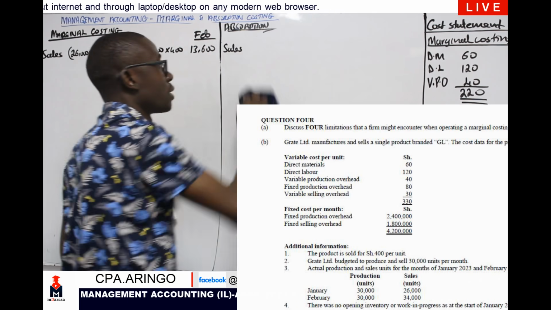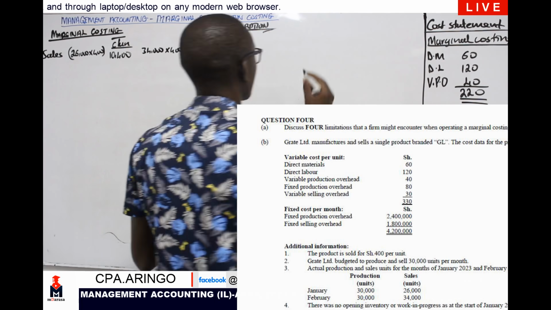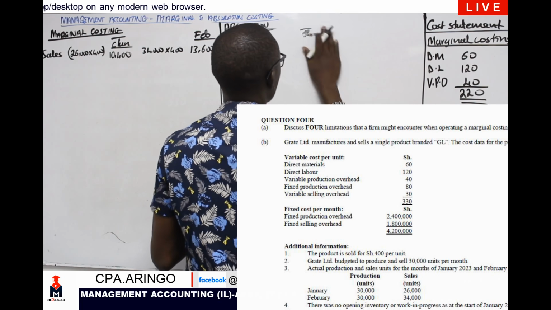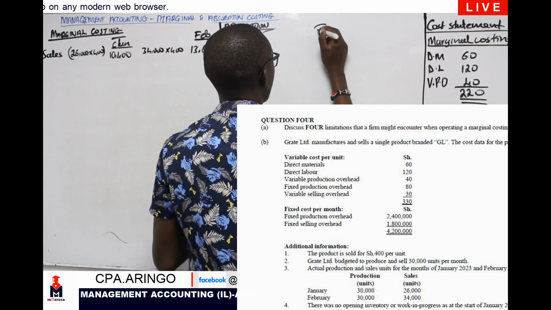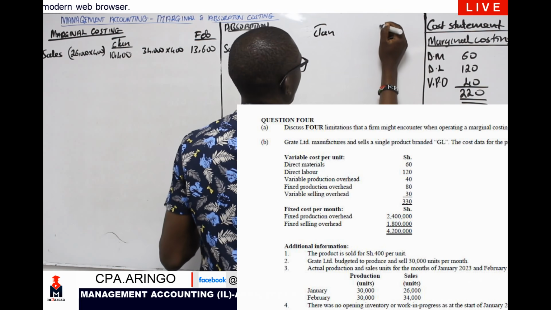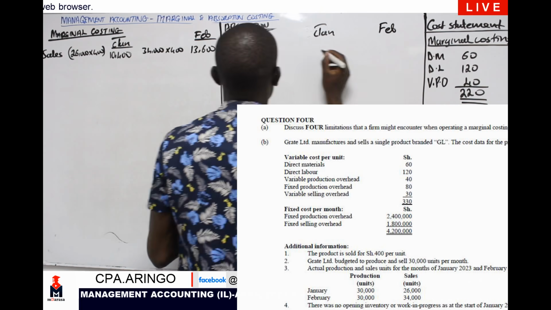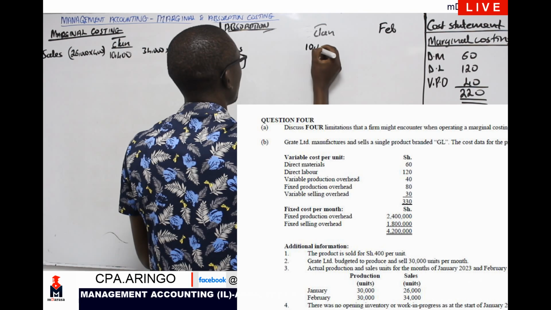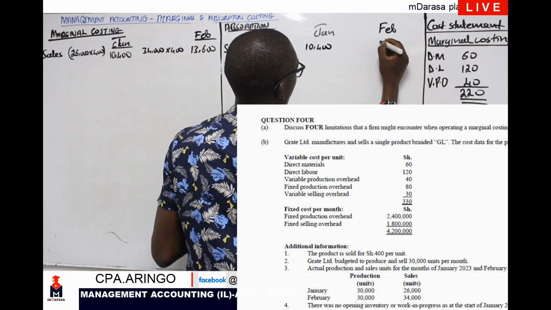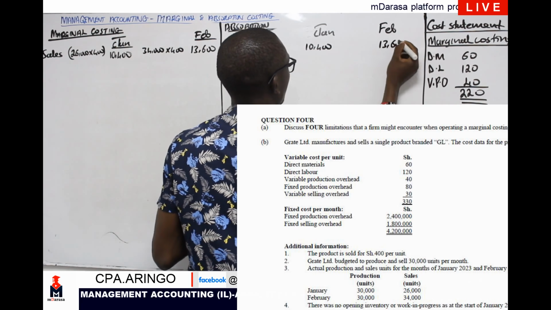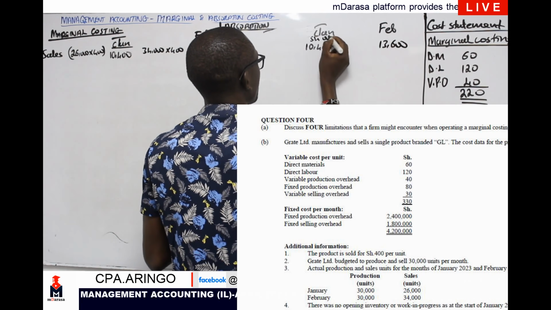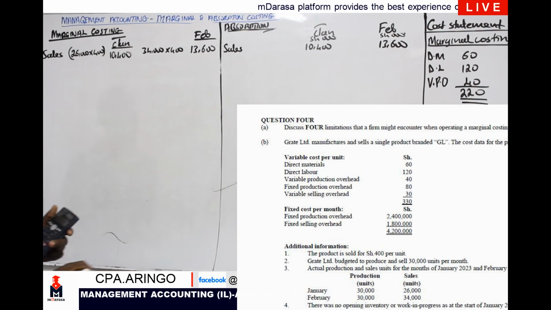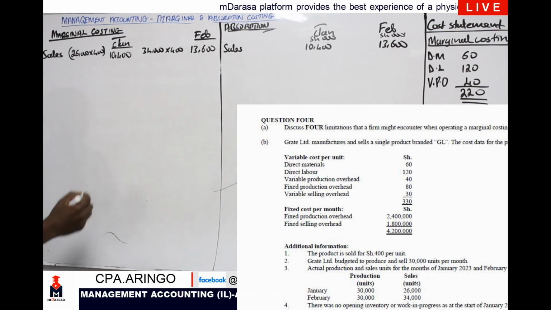So I'm having January, and you're having Feb here. So this is our sales, basically 10.4 and 13.6, because they're just the same, right? Remember our figures here, my good students, are in thousands. So once we have that case, we proceed to our production cost.